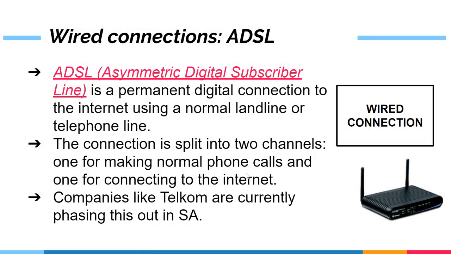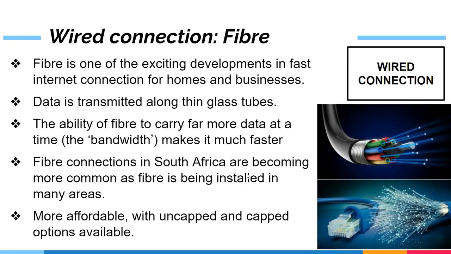ADSL, Asymmetric Digital Subscriber Line, is a permanent digital connection to the internet using a normal telephone or landline. The connection is split into 2 channels, one for making a normal phone call, one for connecting to the internet. Companies like Telkom are currently phasing this out in South Africa. Fiber is becoming the standard.